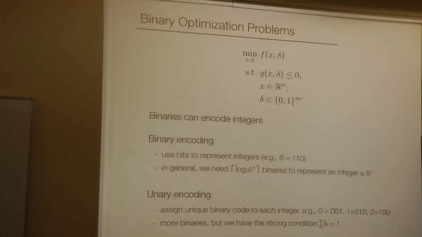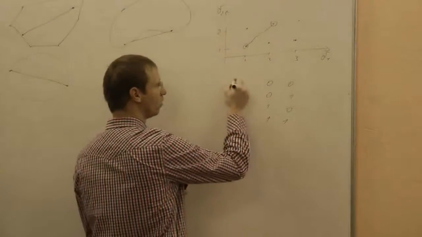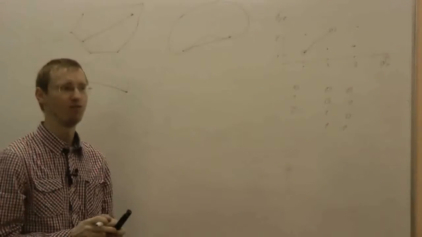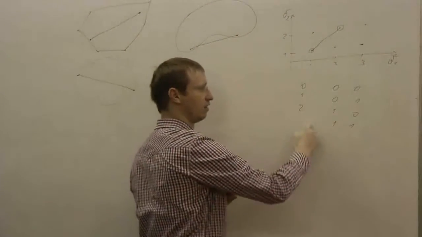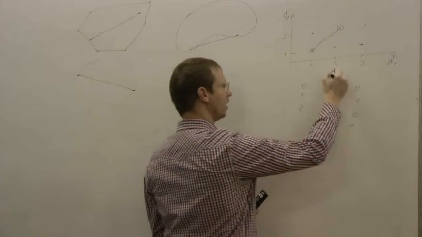We would need 2 bits. Okay? But actually those 2 bits is a little bit too much, right? Because using 2 bits we can encode, in fact, 4 combinations, while we only need 2. So we are kind of wasting the potential here. Okay? The unary encoding, so this is the binary encoding.